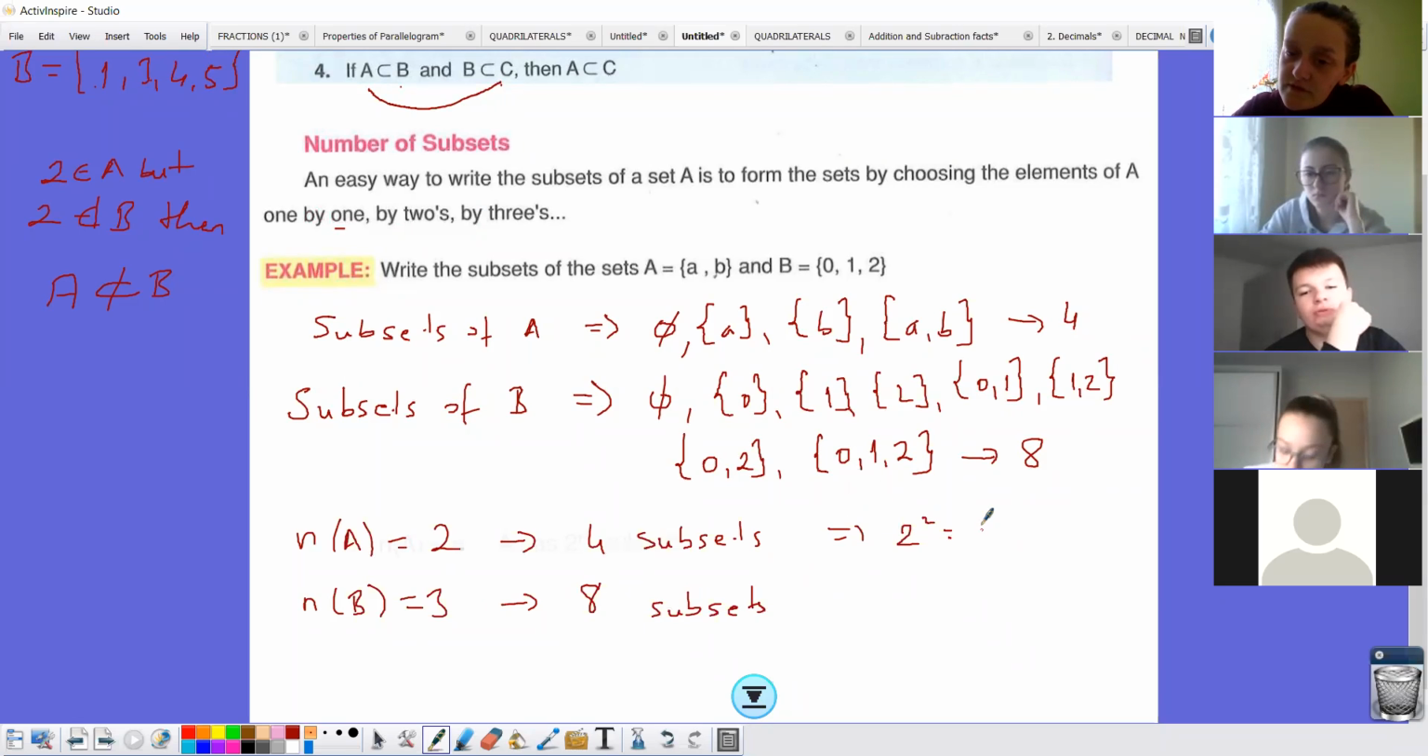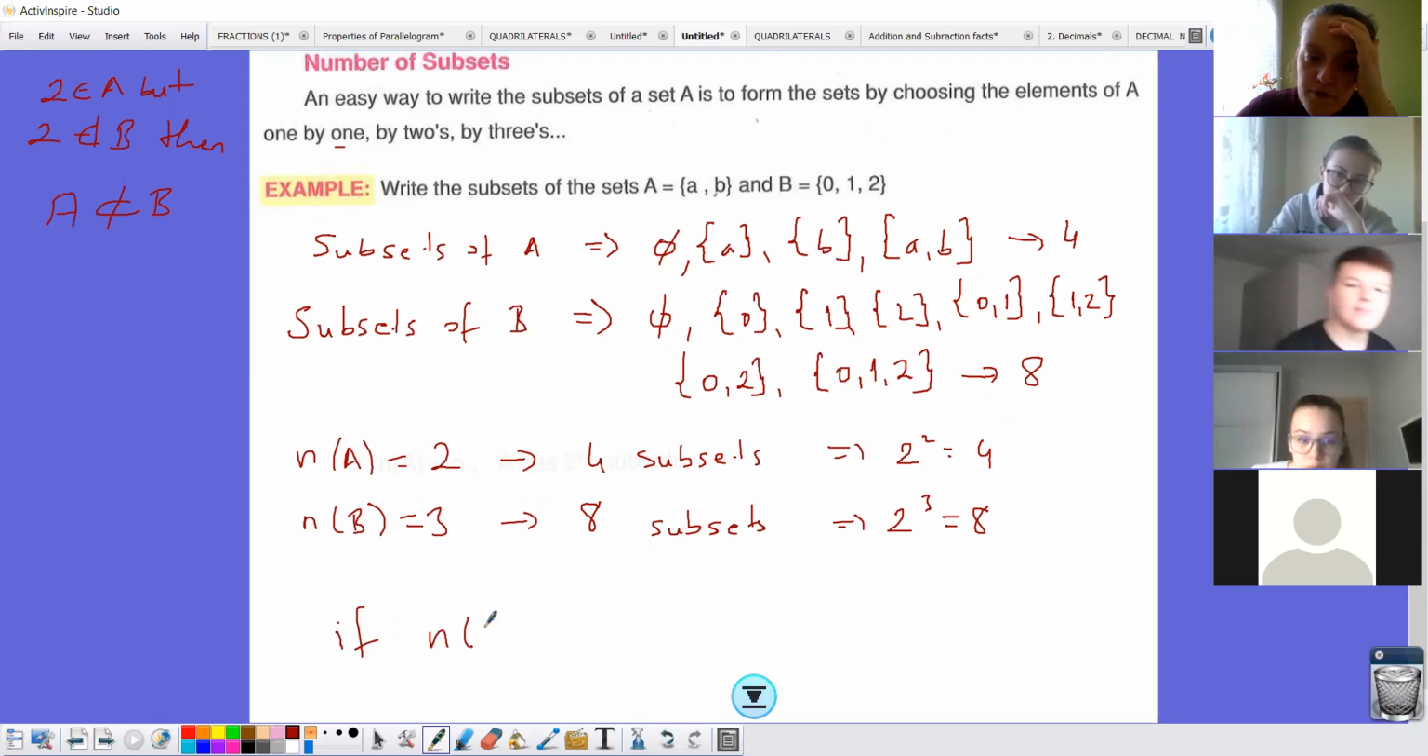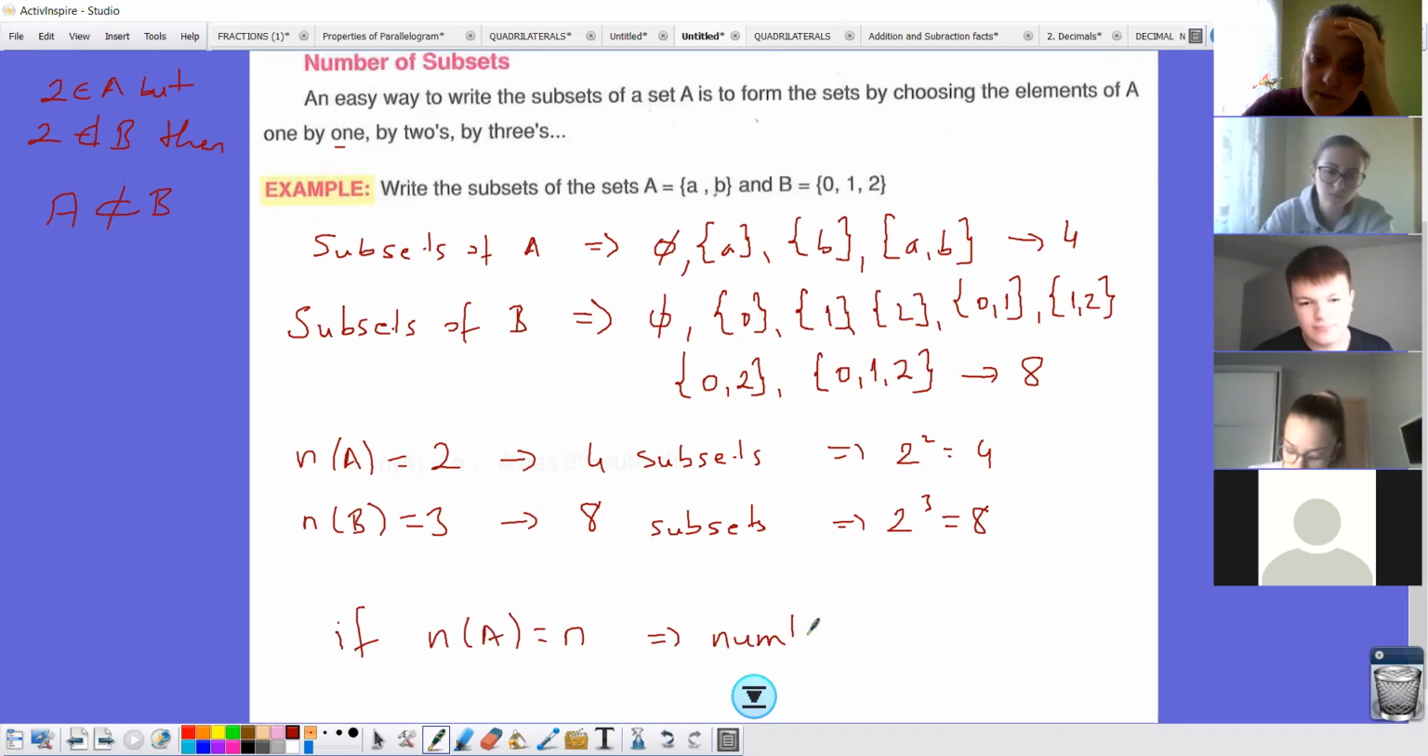So can you see how it goes? 2 to the power of 2 is 4, and 2 to the power of 3 is 8. So we can write: if the number of elements of a set is n, the number of subsets will be 2 to the power of n.